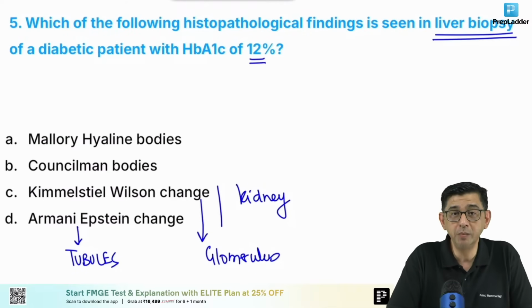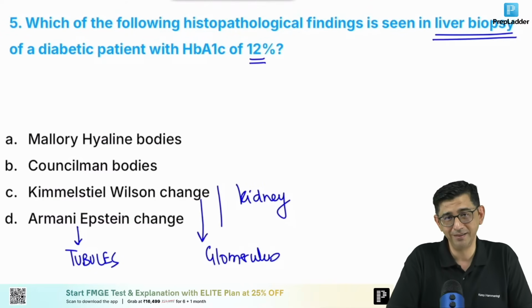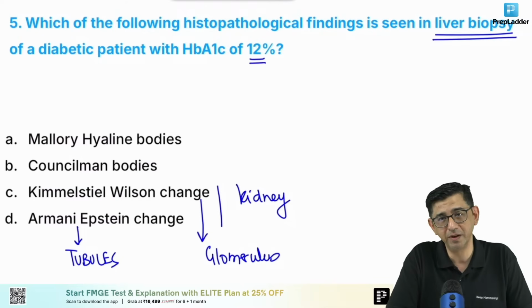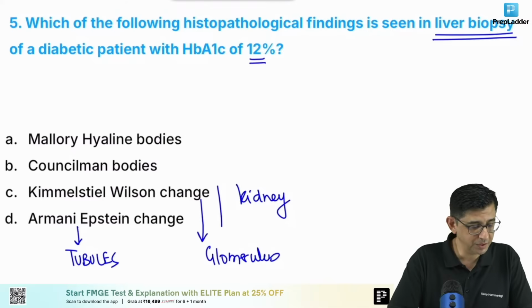I agree Kimmelstein-Wilson change is a nodular glomerulosclerosis. I agree to that, Nikhil. But read the question again. What is the histopathological finding in a liver biopsy of a diabetic patient with an HbA1c of 12%? You have to solve this by simple exclusion.